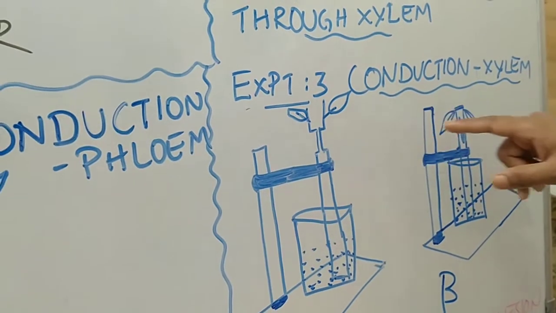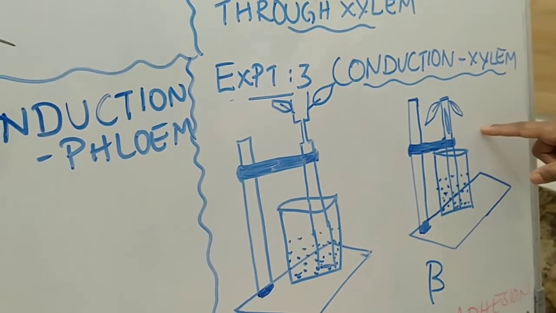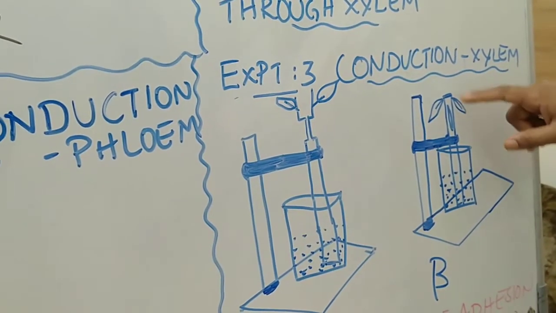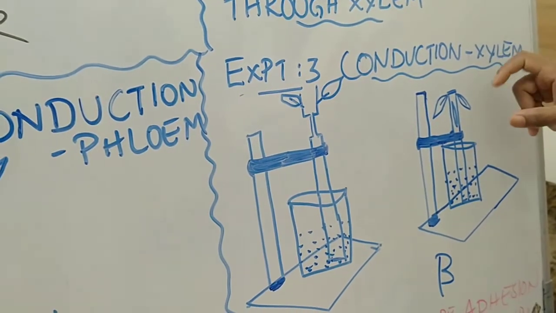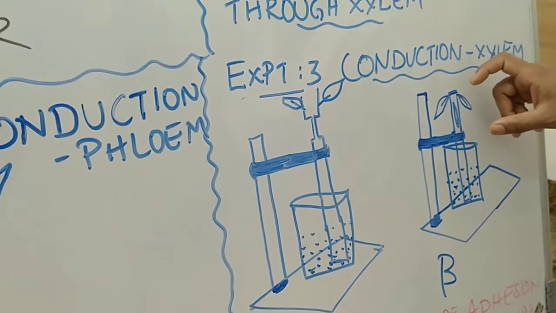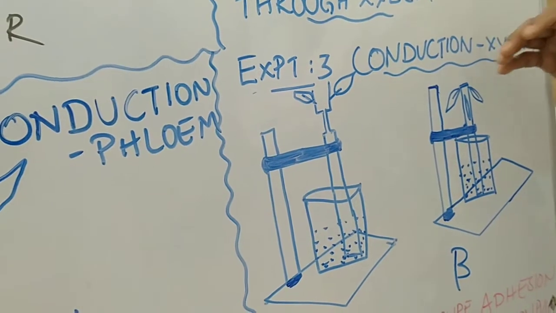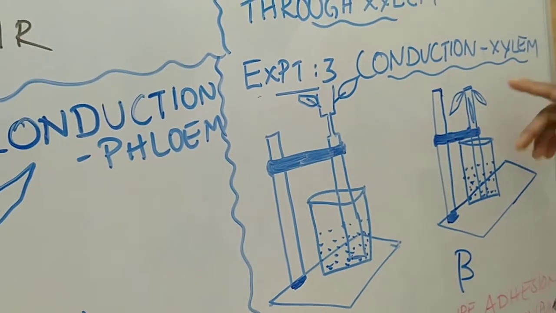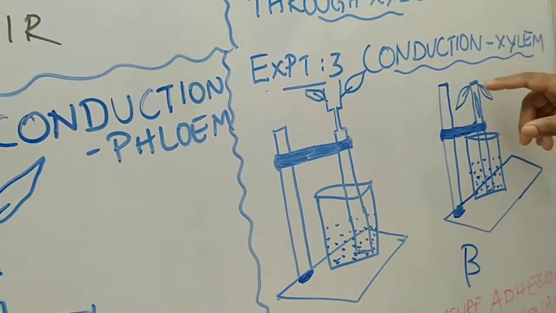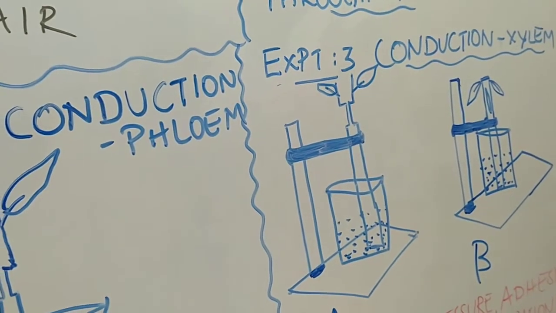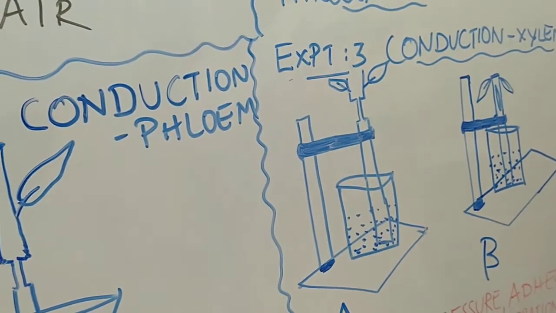Why? What is the reason? Whereas in experiment setup B, where I have made an incision and removed the central tissues and the outer region is kept intact, I can find that the leaves are drooping down. What could be the reason?